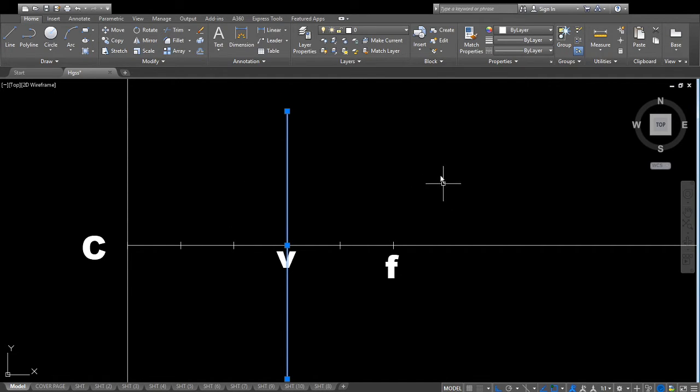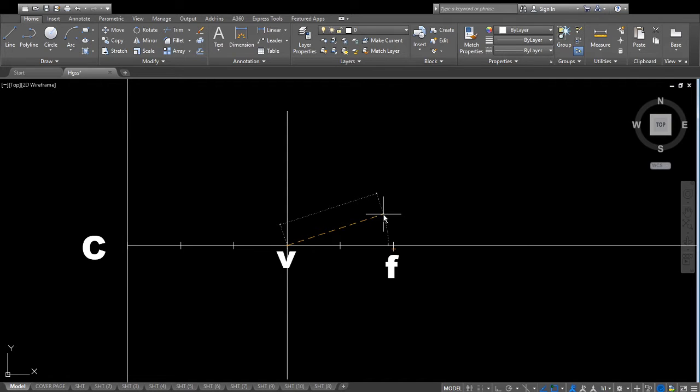Now we extend this line, then with the distance of VF, let's pick our arc here. We pick our arc with this distance of VF and radius, center V, radius F.